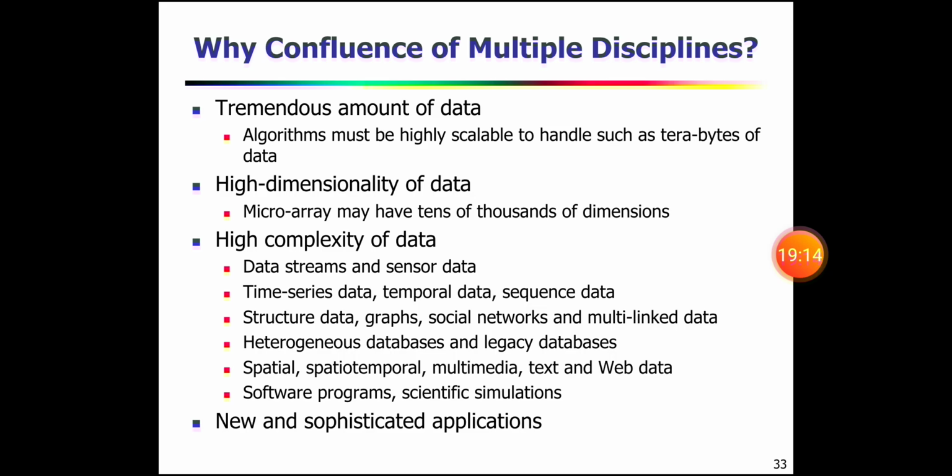And why do we need to have this kind of workflow of multiple disciplines? Because in data mining we have a tremendous amount of data. So the algorithm must be highly scalable to handle such a terabyte of data. It is very important. When you have small size of data, easily you can do a small analysis and discover some knowledge. When you have a large amount of data, obviously we need to apply a strong, highly scalable algorithm to handle such type of data.